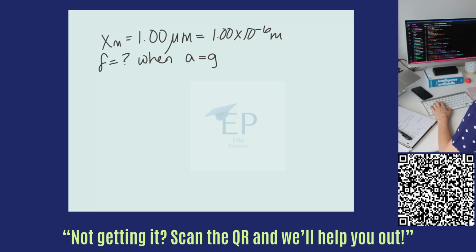For this problem, we're being asked to find what frequency a speaker diaphragm will be moving at when the magnitude of acceleration will be greater than that of gravity.